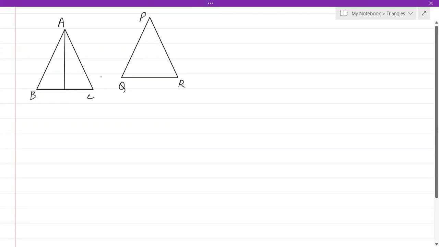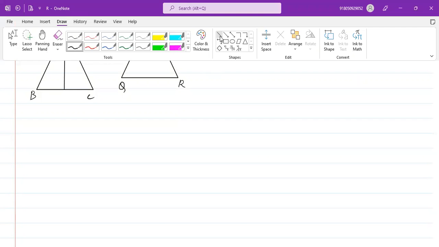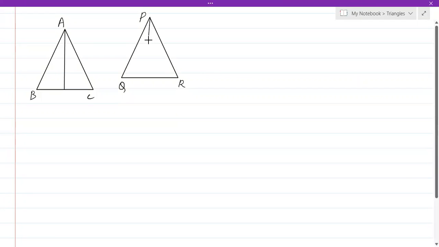Let's say this is the median. Let's also draw a median here. Let's say this is M and let's say this is N. Remember, this AM is a median, which implies M is a midpoint. That is, BM will be equal to MC and QN will be equal to NR, since they are medians.